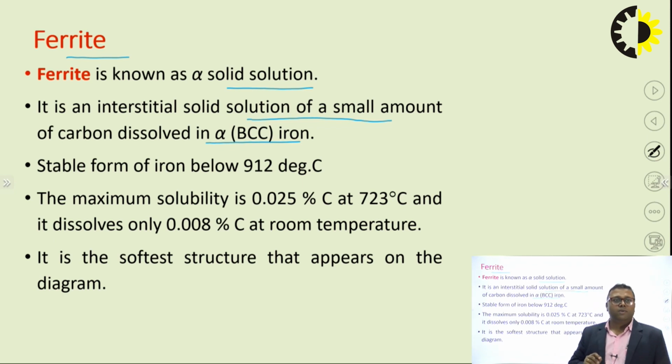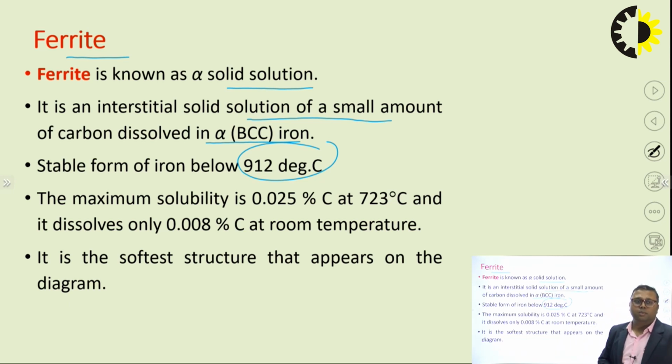The stable form of ferrite is below 912 degrees centigrade, and the maximum solubility is around 0.025% carbon at 723 degrees centigrade, and it dissolves only 0.008% carbon at room temperature. It is the softest structure that appears on the diagram. You will not find any phase or mixture of iron which is softer than ferrite.